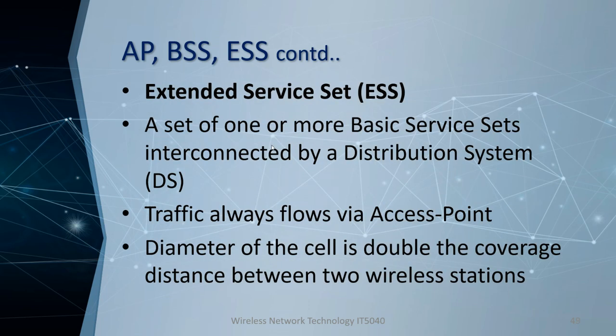Extended service set, also known as ESS, is a set of one or more basic service sets interconnected by a distribution system. Traffic always flows via the access point, and the diameter of the cell is double the coverage distance between the two wireless stations.